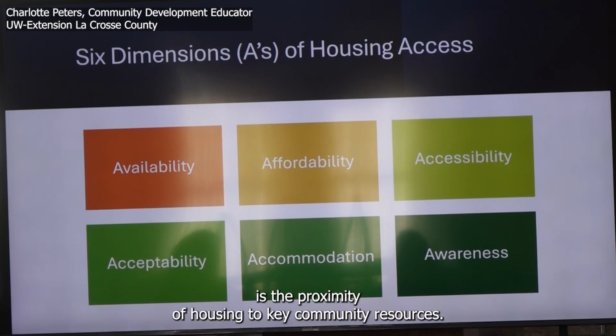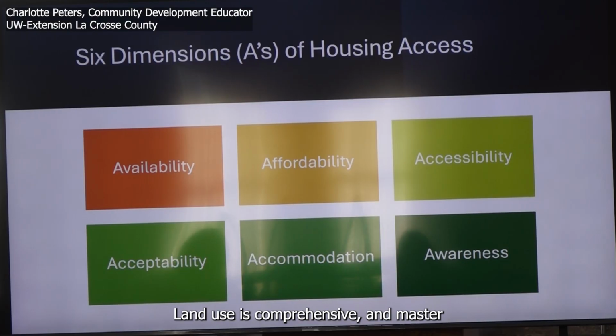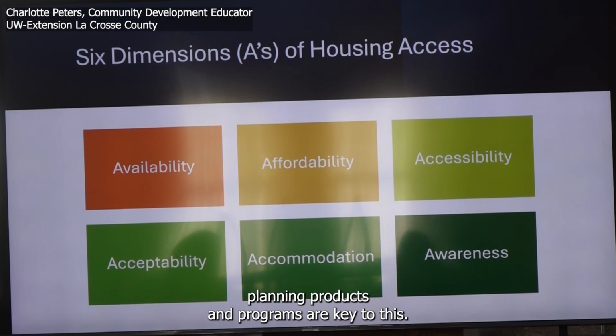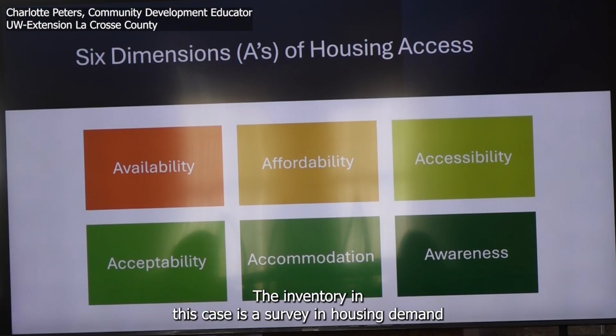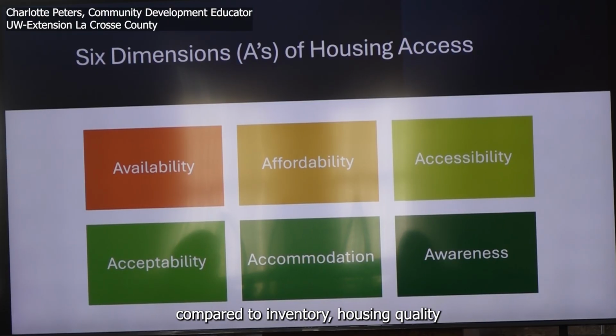Accessibility is the proximity of housing to key community resources. Land use, comprehensive and/or master planning products and programs are key to this. The inventory in this case is a survey of housing demand compared to inventory housing quality.